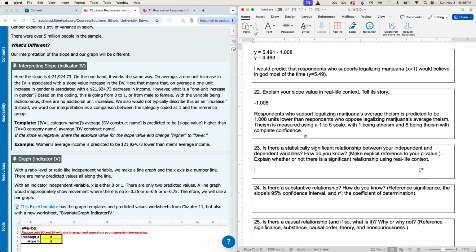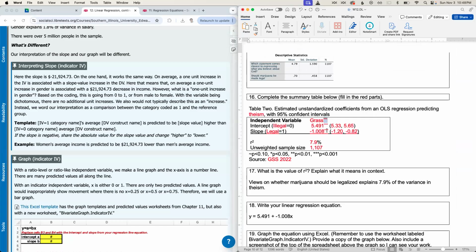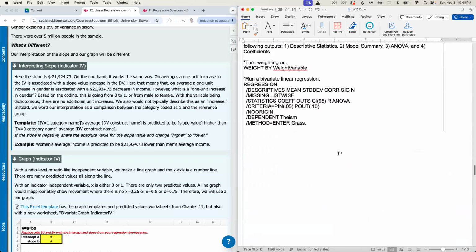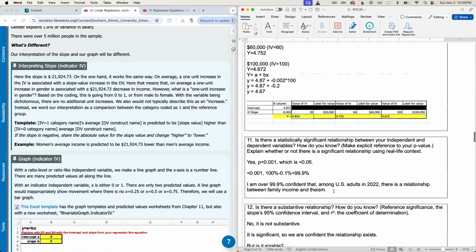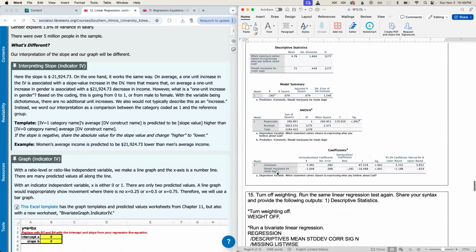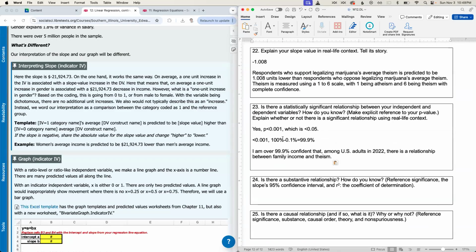Okay. So is there a statistically significant relationship? How do I know? So if I look at my table, remember it was 3 asterisks, p was less than 0.001. And so it was. That was our same answer up here. So why don't I use this and change some things? So yes, I'm over 99.9% confident that among my target population, there's a relationship between views on marijuana legalization and theism.